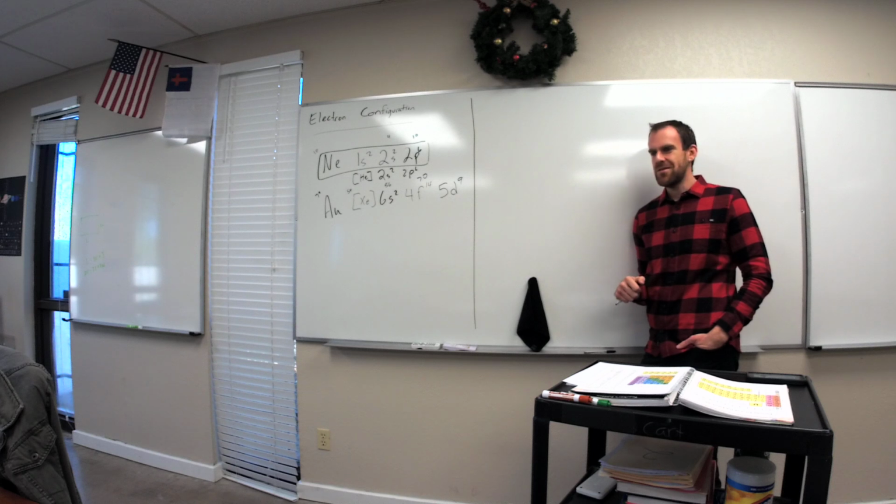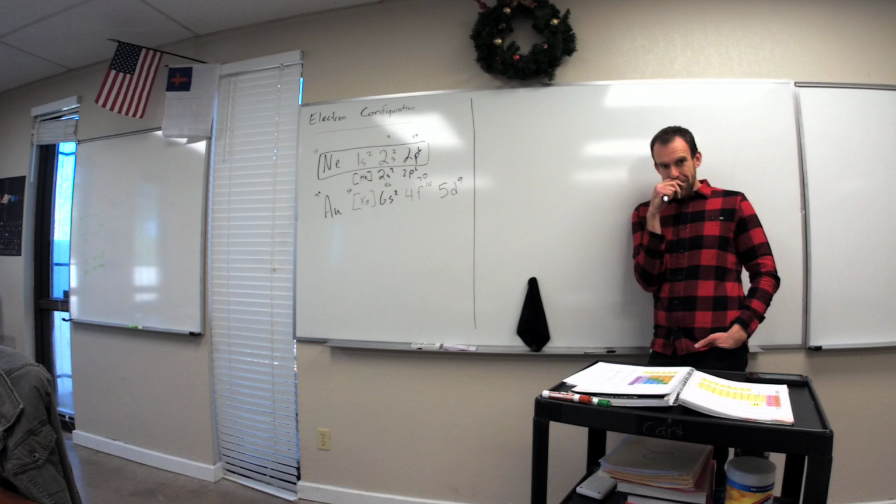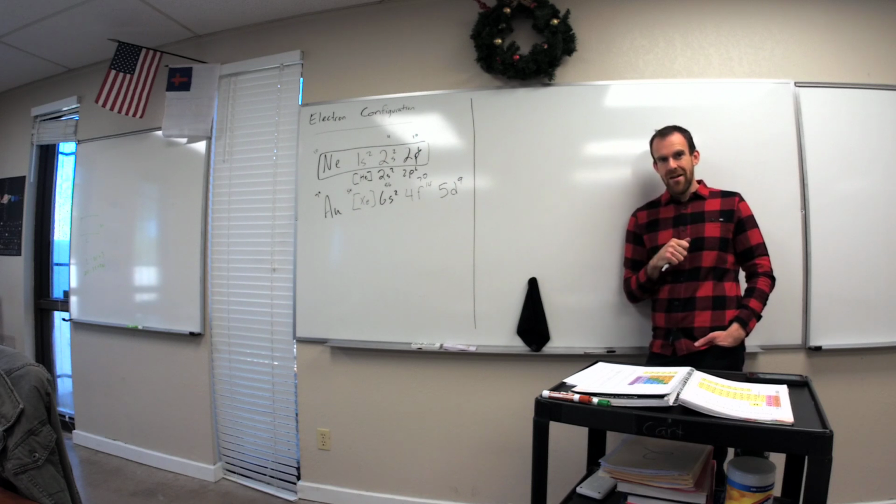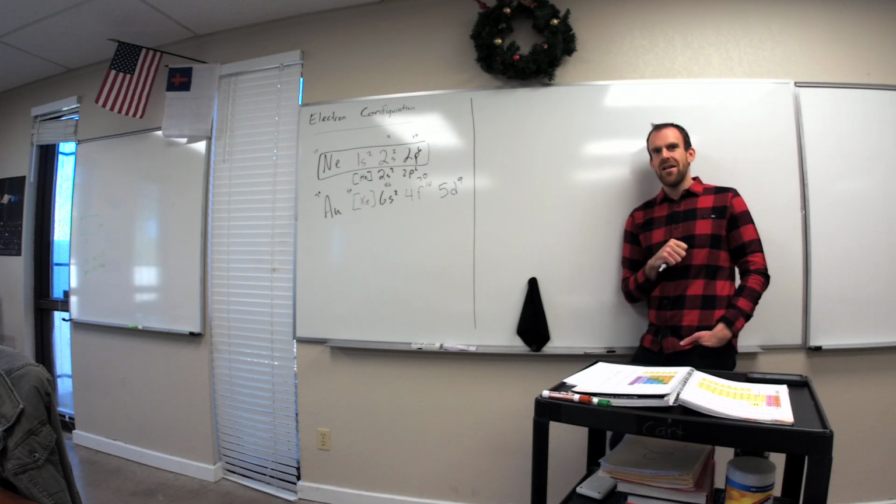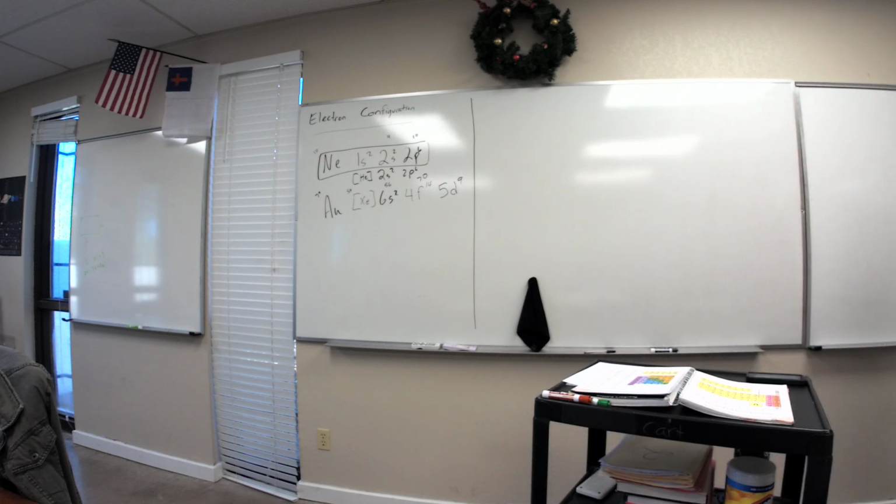I will repeat myself. Pick a random element. Write this down. Pick a random element. Write the electron configuration on your own. Type into Google and check. Okay, there we go. Now we've got it. I forgot the last part. Type into Google and check.